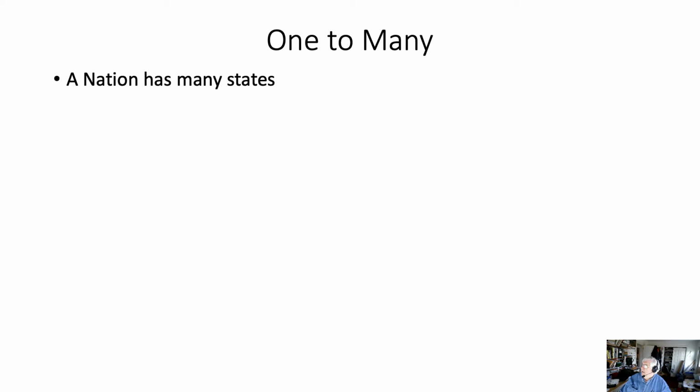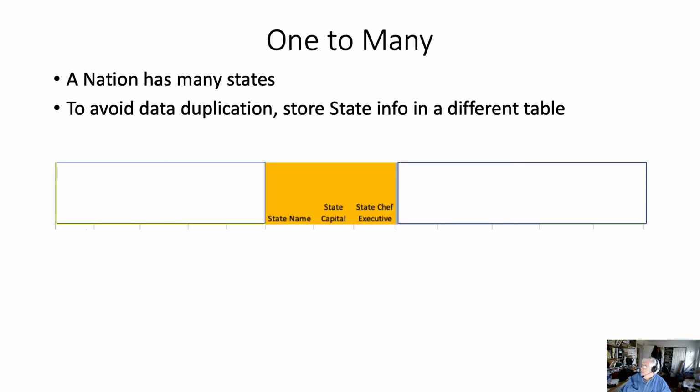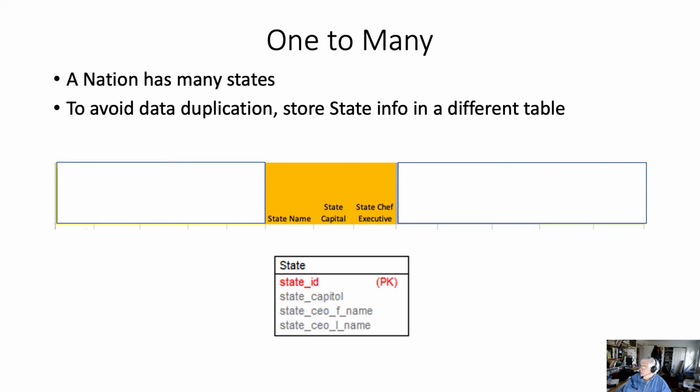A one-to-many: a nation has many states. To avoid duplication, we're going to store the state information in a different table. So the columns state name, state capital, and state chief executive, we're going to store in a table called state, and it has a state ID, which is an auto-generated number primary key, and these field names.